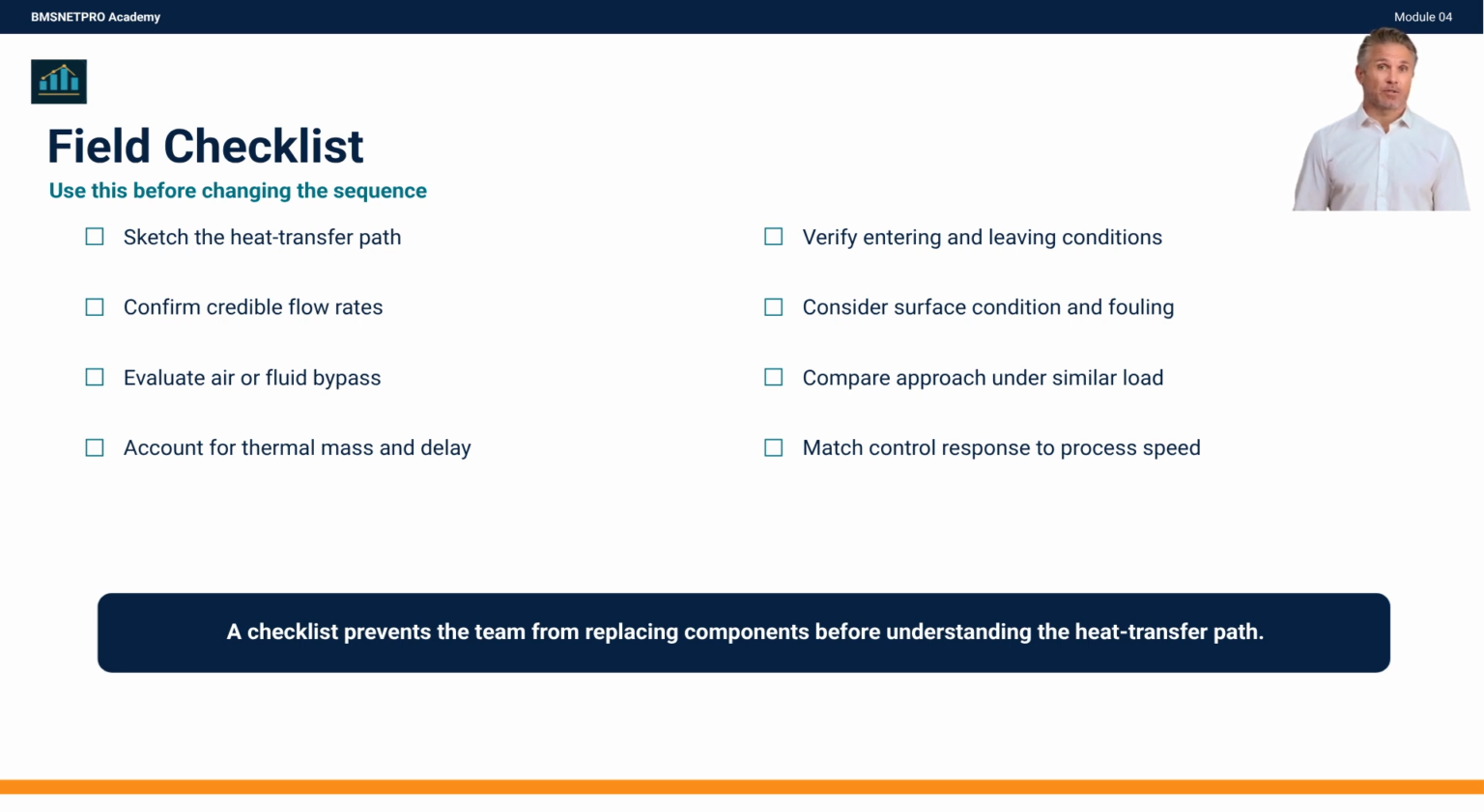If you are adjusting schedules or tuning loops, account for thermal mass and delay. Make sure the control response matches the process speed. This checklist can save hours of unnecessary troubleshooting. It slows us down just enough to avoid guessing. In professional BAS work, the best answer is not always the fastest adjustment. The best answer is the one supported by evidence, physics, and a safe test.